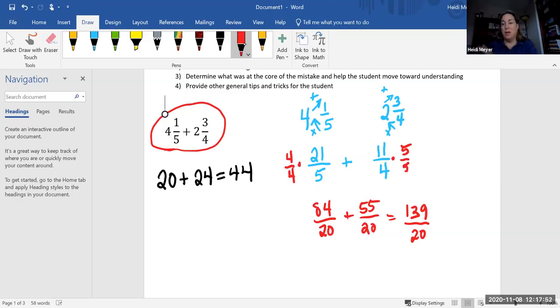We're not teaching everything about fractions. We're just trying to zero in on what went wrong in this particular problem.